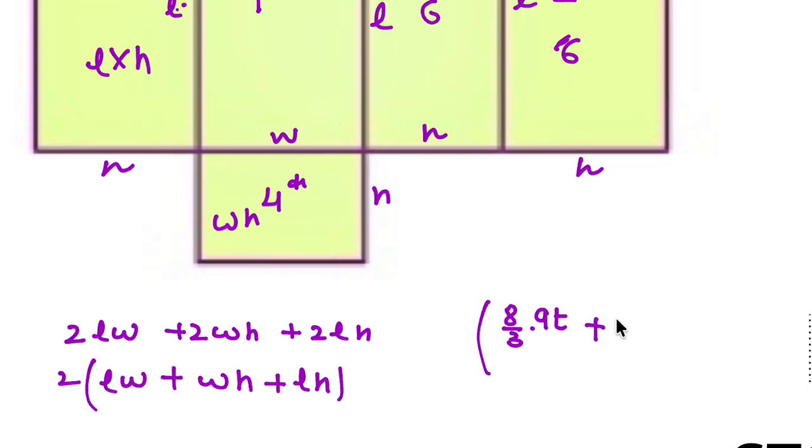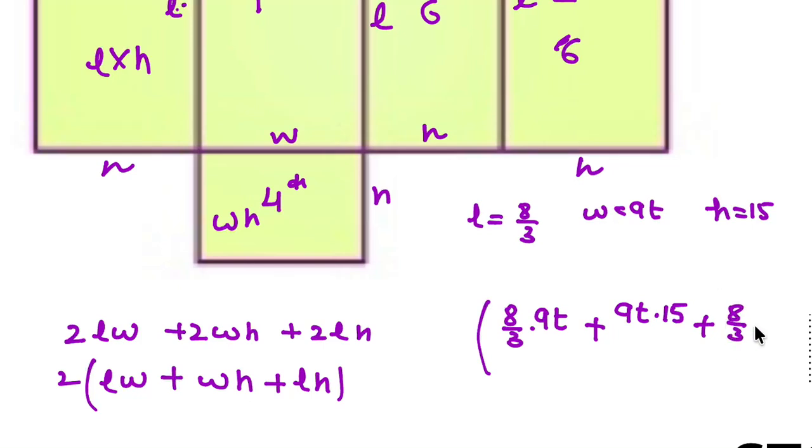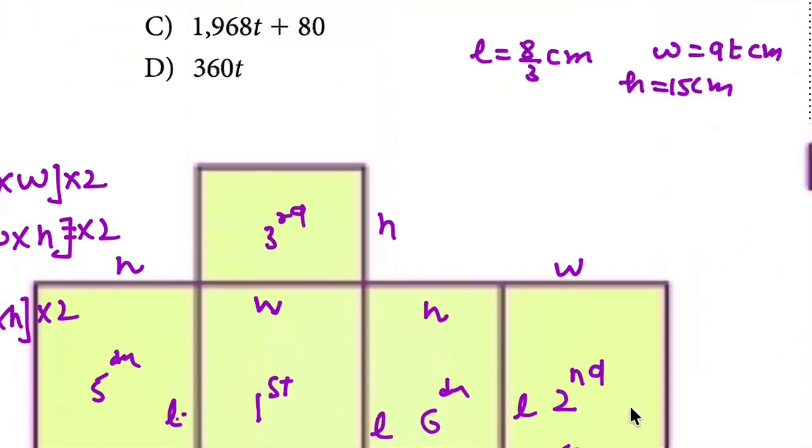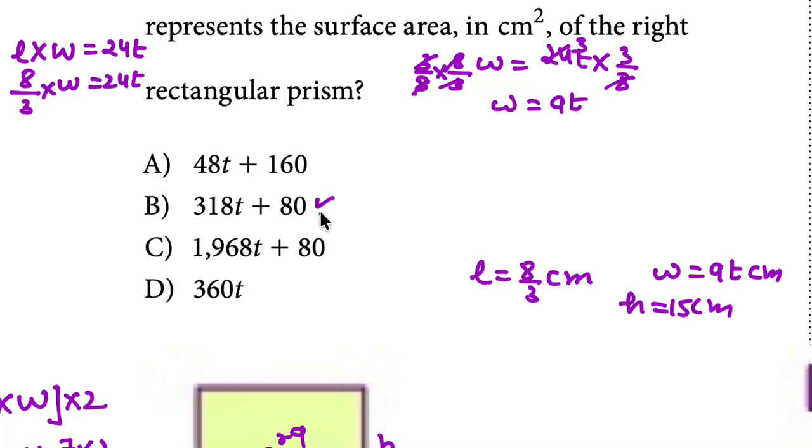Just pause the video and write out the values. What are these? Width is 9t and height is 15, given. Let's write it. Length is equal to 8 by 3, width is equal to 9t and height is equal to 15. So that is 8 by 3 times 15, and 2 is common. If you calculate the whole thing, you will end up at 318t plus 80. Okay, let's see the options. That means B is the right option.